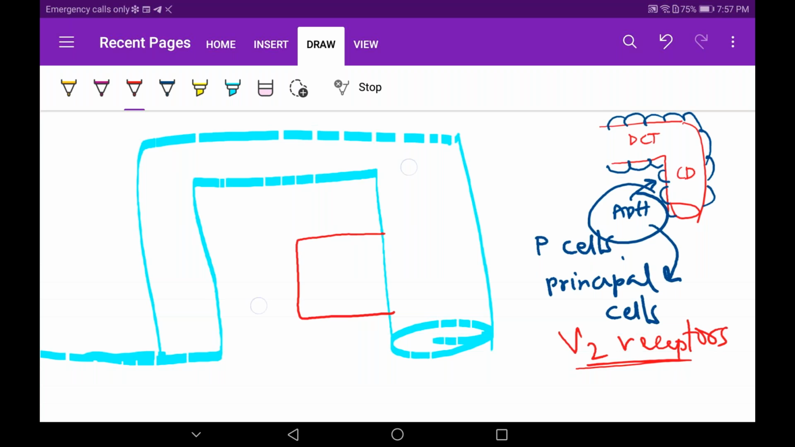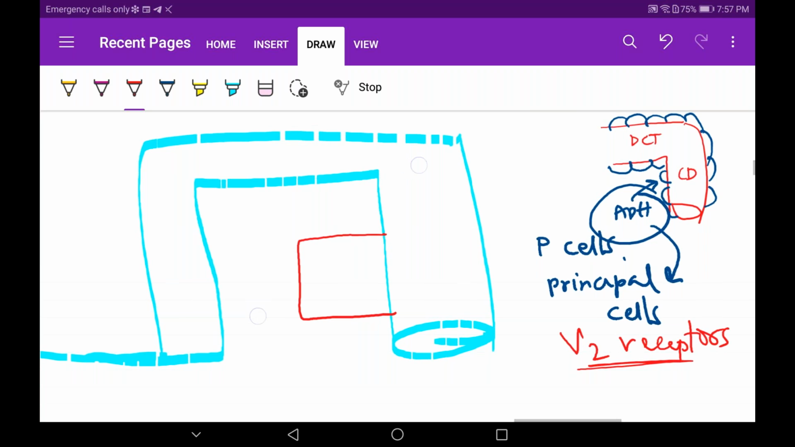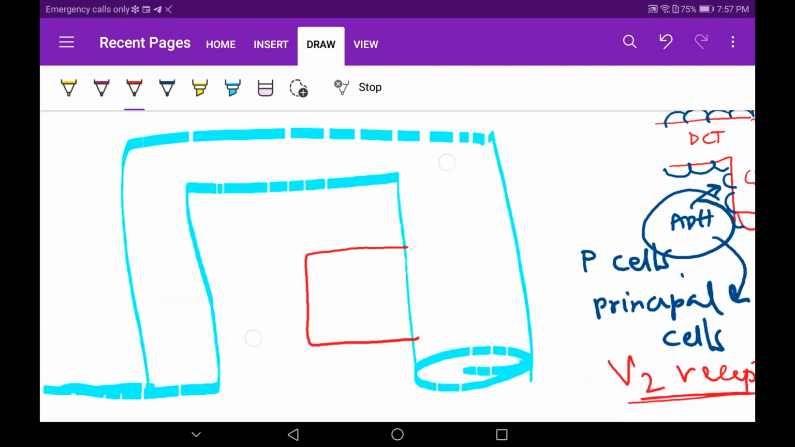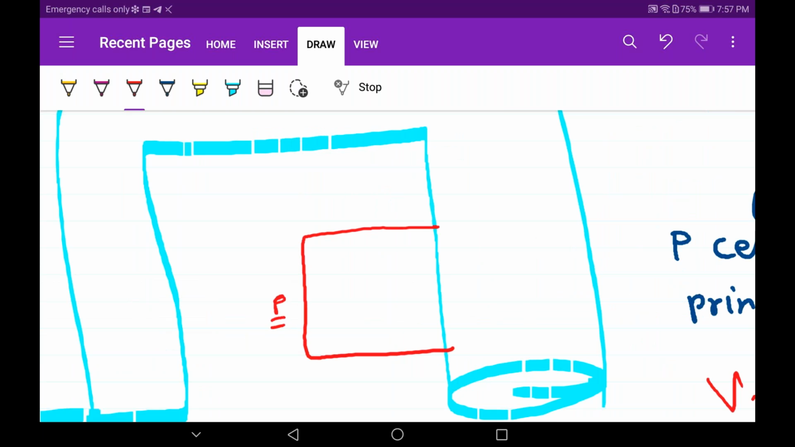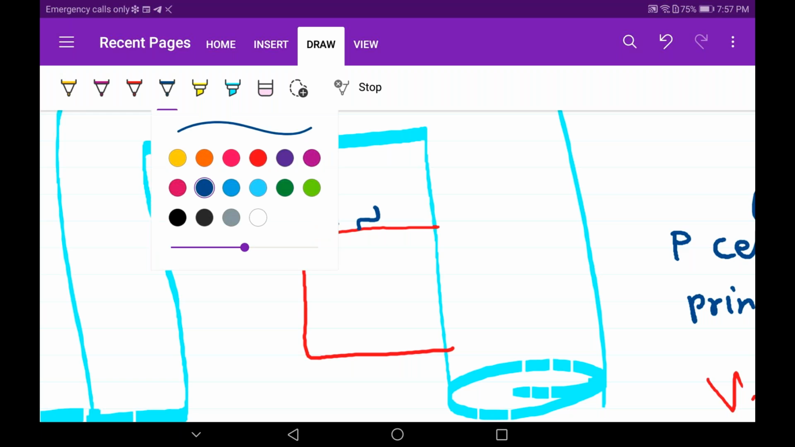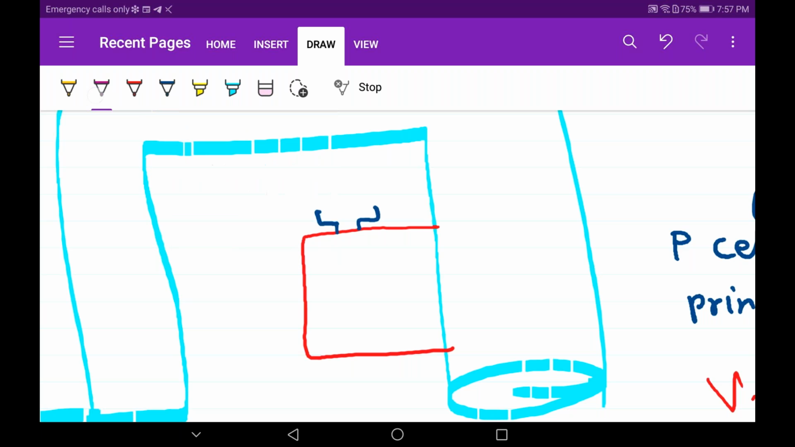Now, I am showing you one principal cell in detail. I am drawing the last part of the collecting duct, and I am drawing the receptor, the V2 receptor. Now, from the peritubular capillaries which are present like this in the interstitium, ADH comes. I am putting ADH in pink. ADH comes like this, and it will bind to the V2 receptor. What will this V2 receptor do in the principal cells? This will activate adenyl cyclase.